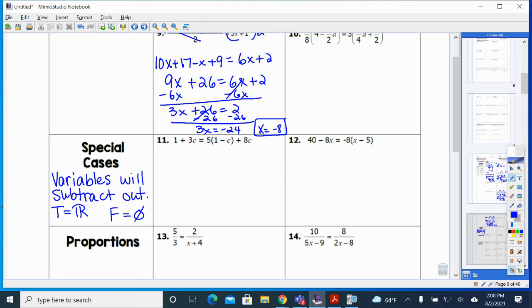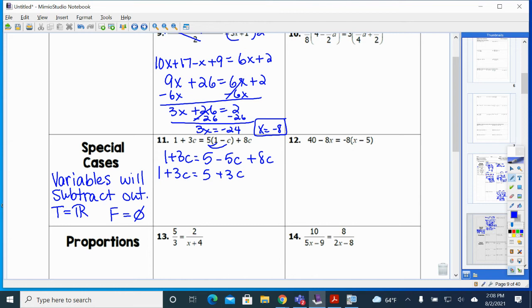In number 11, to start this out, I'm going to distribute my 5. 5 times 1 is 5, minus 5 times c is 5c, plus 8c. The right side of this, to me, just looks funky. There's too much going on, which immediately makes me realize that I've got like terms. So I'm going to combine the -5c plus 8c. -5 plus 8 is a positive 3c.